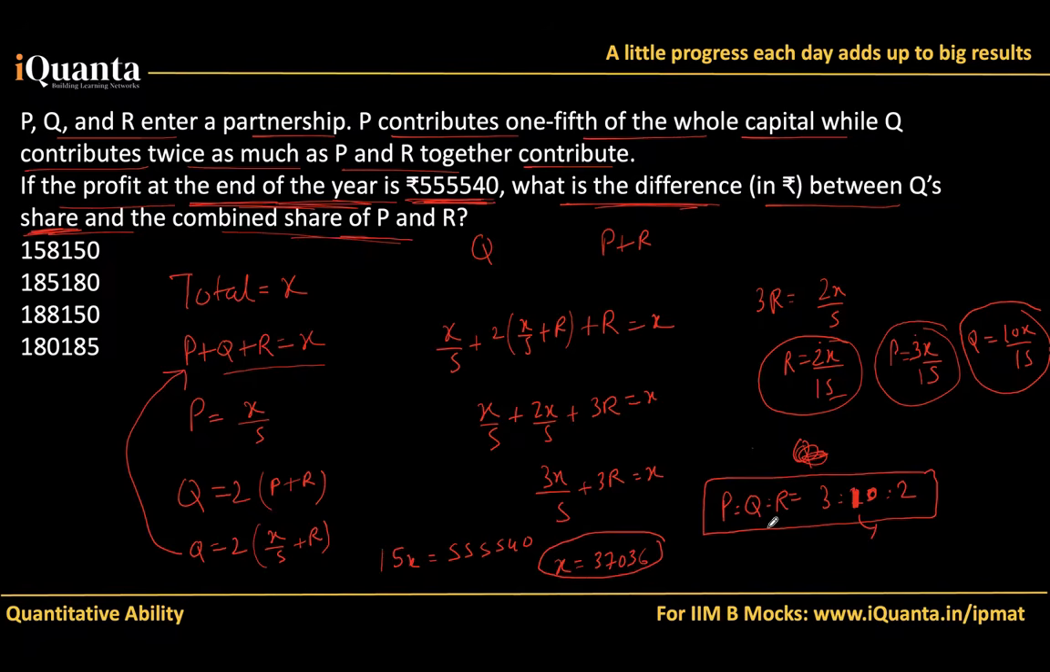So can we say that the ratio of their profits is also visible now, right? P's profit will be 3x, Q got 10x, and R will have profit 2x. So we want to find the difference between Q's profit share, 10x, and P plus R, so 3 plus 2, that means 5x. What is the difference between their profit ratio? It is 5x. So let's find out the value of 5 into x, which is 37036 times 5. So 185 and 180. Option B is the correct answer.